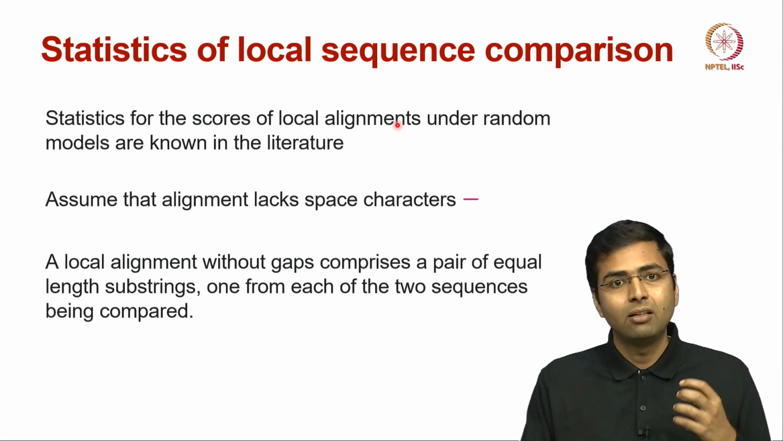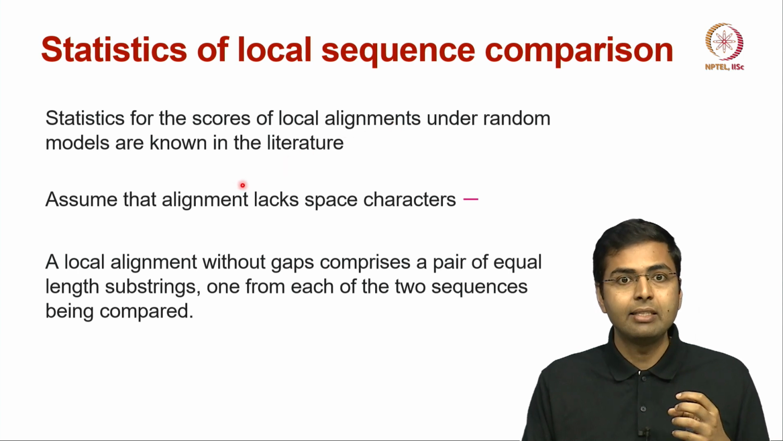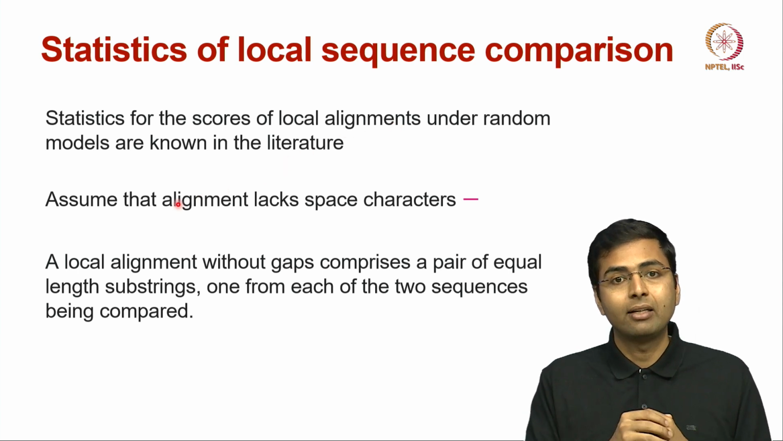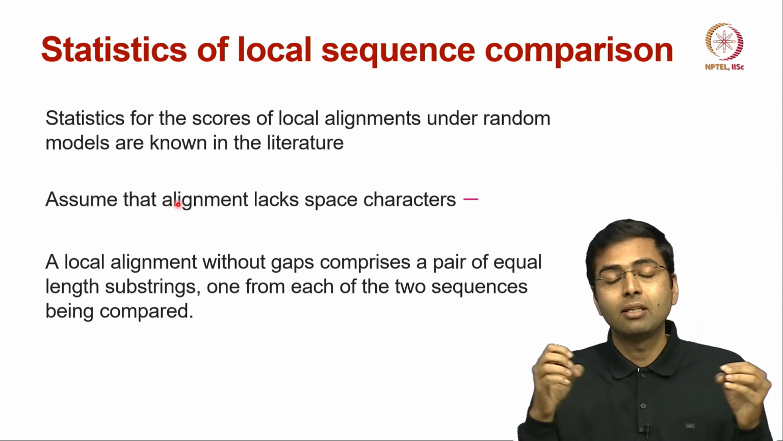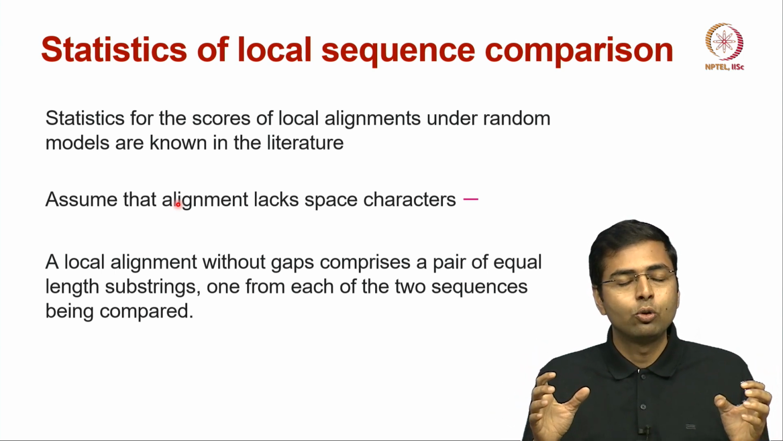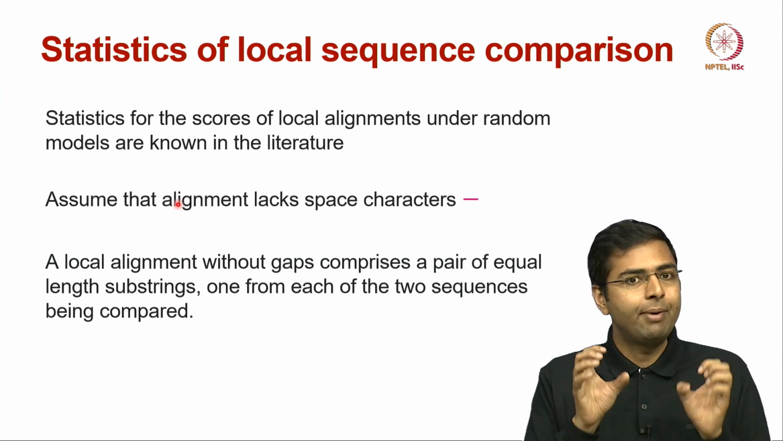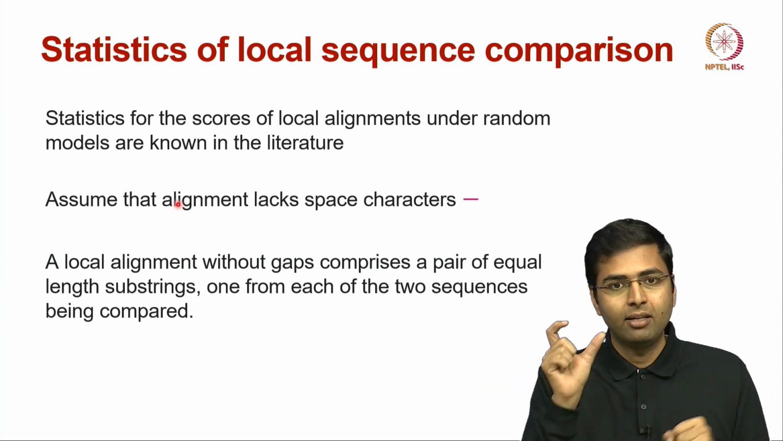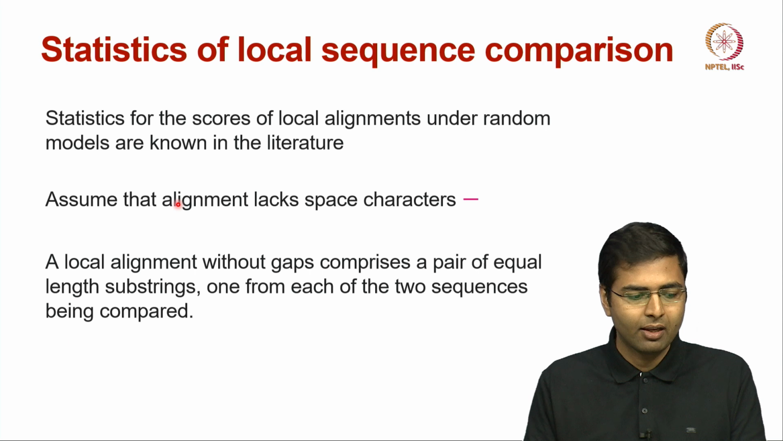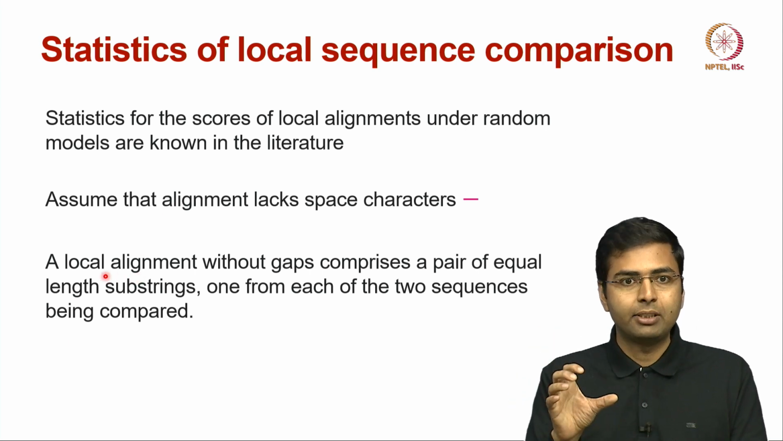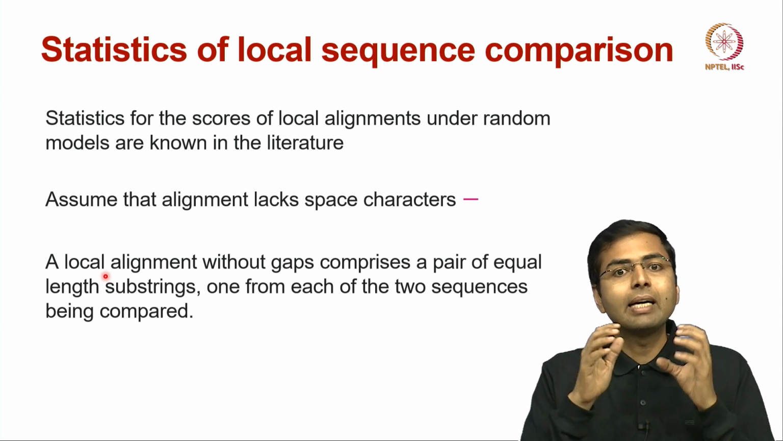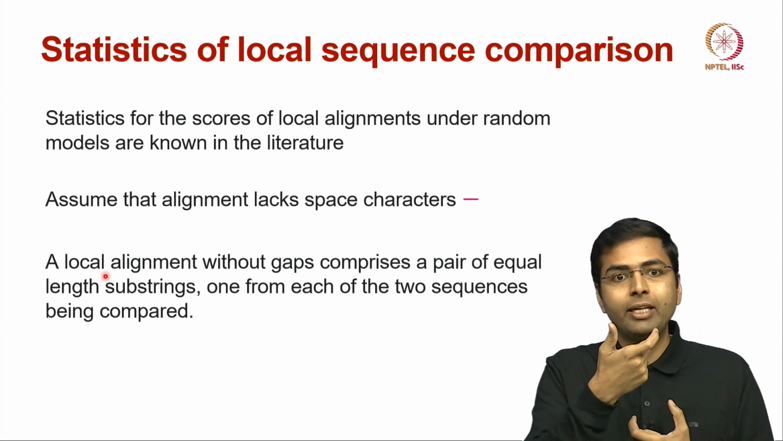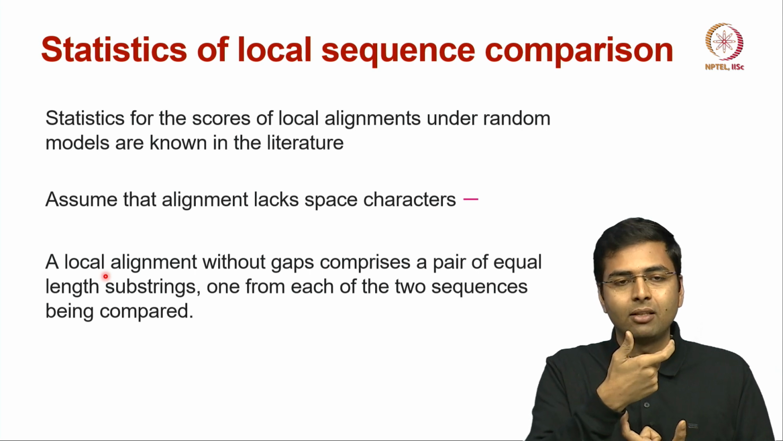Now, the simplest model that has been well characterized is where we assume that the space characters, or the alignment gaps, are absent. So, in this case we will assume that the alignments do not have any gap characters in them. Observe that if you do not have any gaps in the local alignment, then the local alignment basically consists of equal length substrings from both sequences.